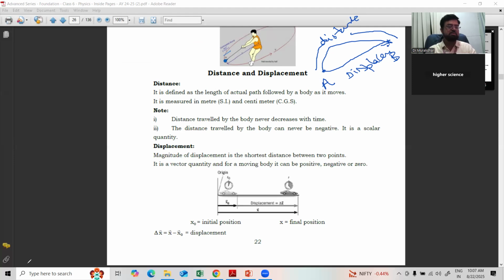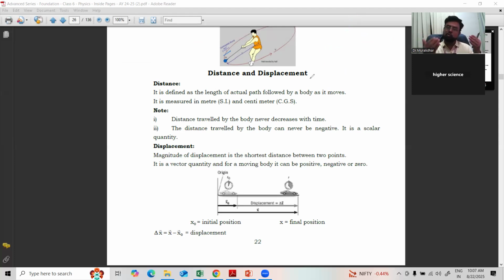Whereas displacement can be either negative or even zero, because when a body travels in the opposite direction, we get a negative value. When a body comes back to its original position, it becomes zero. For example, see, a body covers a circular path. It started from A, right? It again came back to A.